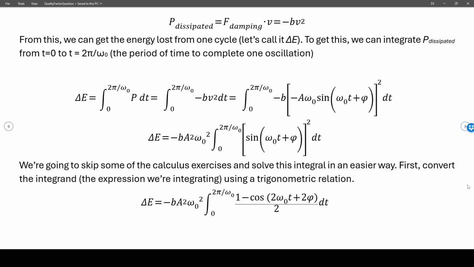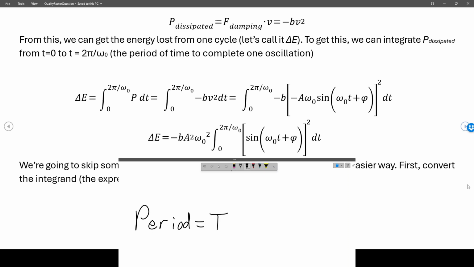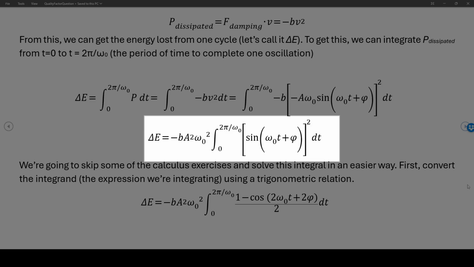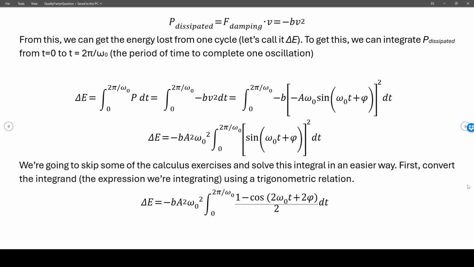From this, we can get the total energy loss from one cycle by integrating it over one period. We'll call this total energy loss delta E, and the period being from 0 to 2 pi over omega naught. Here, delta E is equal to the integral of power with respect to time from 0 to 2 pi over omega naught. Plug in what power was, minus b v squared. Plug in v for that. And we're left with this little equation. We can do calculus to go further if we wish, but we're going to go ahead and make it a little easier on ourselves.